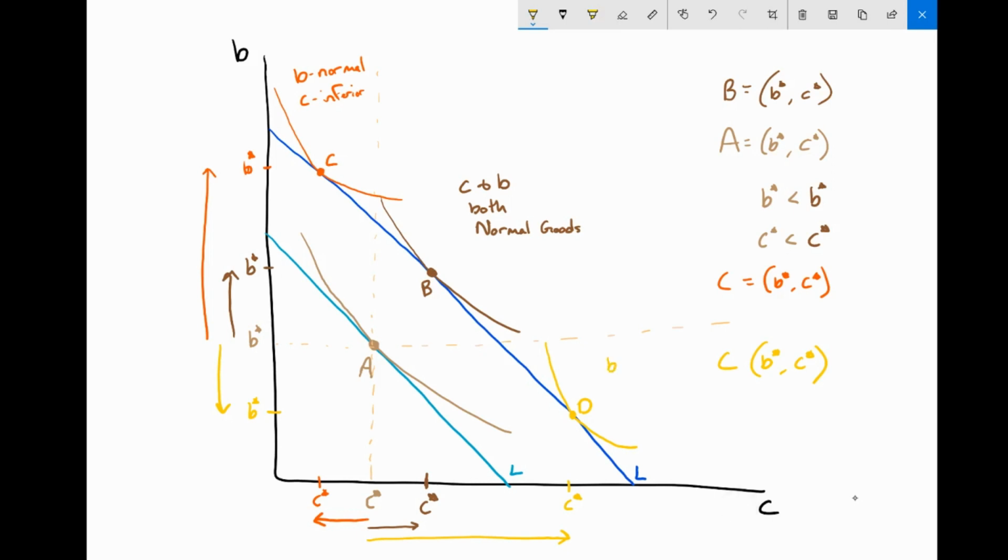So bagels is inferior. That means as income goes up, demand goes down. Coffee is a normal good, so as income goes up, demand for coffee goes up. Okay, so there we go with that. In the next lecture, we're going to look at price effects on demand, which we will find to be quite nuanced, complicated, but very interesting.